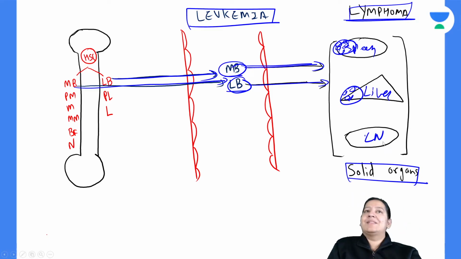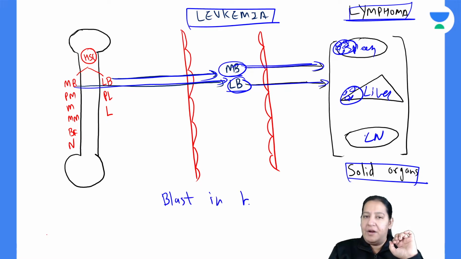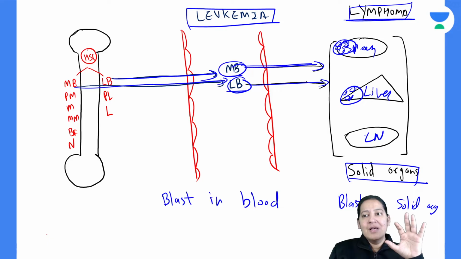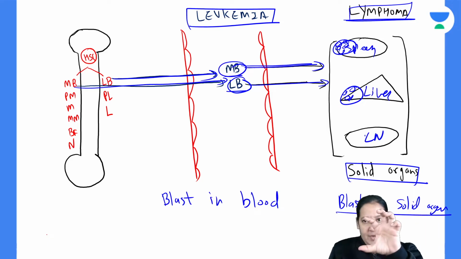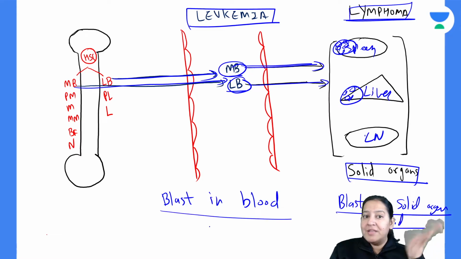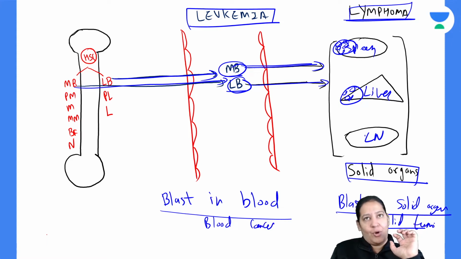Okay, let me summarize. Right? So leukemia is blast in blood. Blast in blood. Do you have any doubt? No. Lymphoma is blast in solid organ. So it is a solid tumor, right? You can see it's identified and cut it. And blast in the blood, it is a liquid tumor. That's why it is known as blood cancer, right? And lymphoma is a solid tumor.